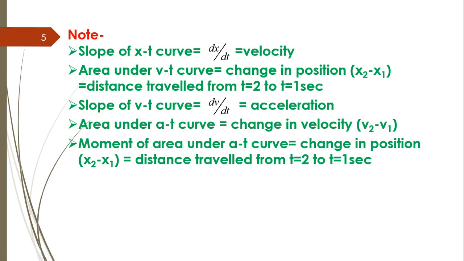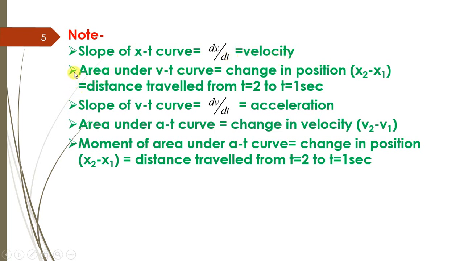Now based on these curves, there are a few important points that should be noted down. The slope of the x-t curve, that is dx by dt, is equal to velocity. Whatever x-t curve we are plotting, the slope of that curve is y2 minus y1 divided by x2 minus x1, which represents the velocity, because y2 minus y1 is the change in position dx and x2 minus x1 is the change in time t. So the change in position with respect to time represents the velocity.